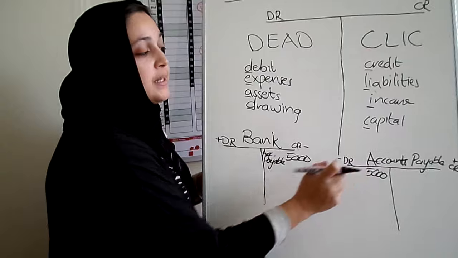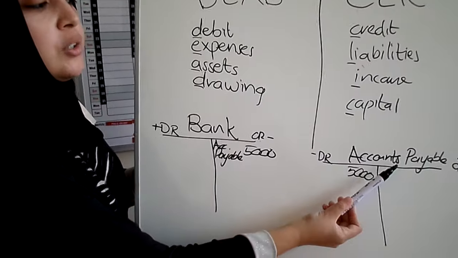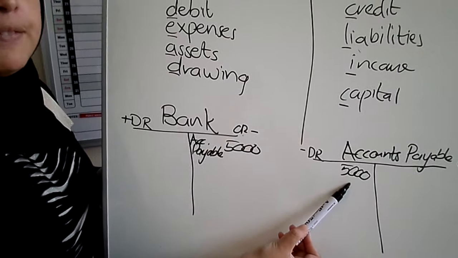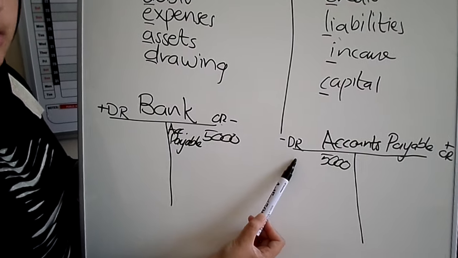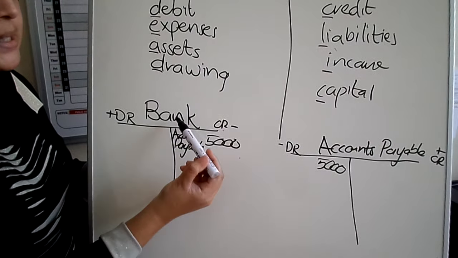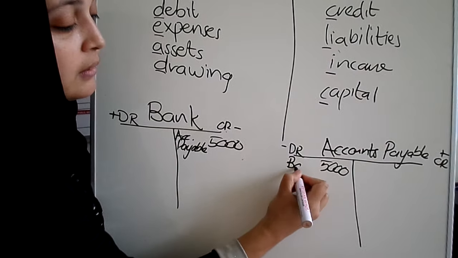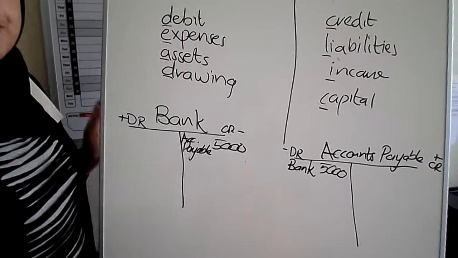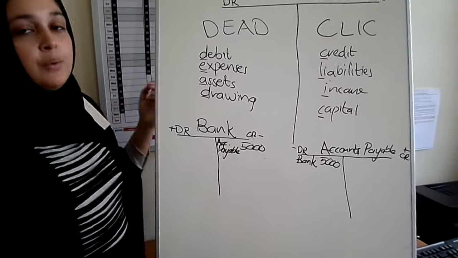And then you do the same thing in the accounts payable account. You go to the accounts payable, you say I've debited 5,000. Now for the contra, you ask yourself, which account have I credited 5,000 with? And the answer is the bank. That is how you have to process all of your ledger accounts.